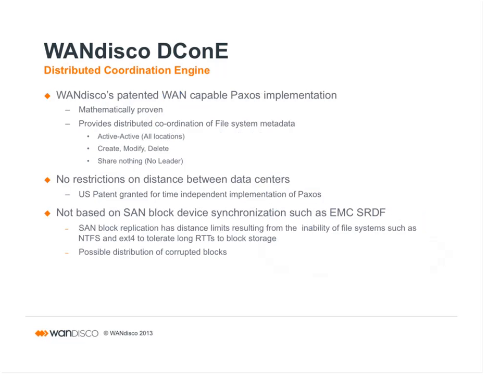The core of our intellectual property is this piece of software which we call DCONE, which stands for Distributed Coordination Engine. It's really the only mathematically proven WAN-capable Paxos implementation. Paxos is a mathematically sound way of doing distributed computing, and it was enhanced by us to work over the wide area network. That's the specific area where we have a patent.